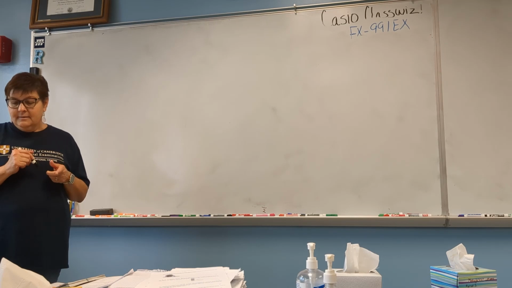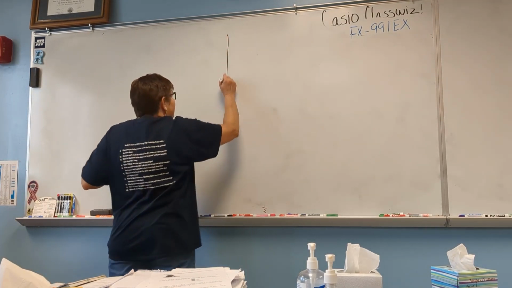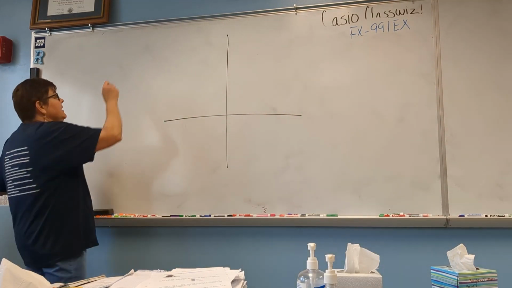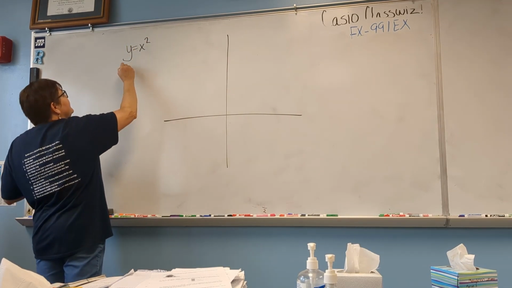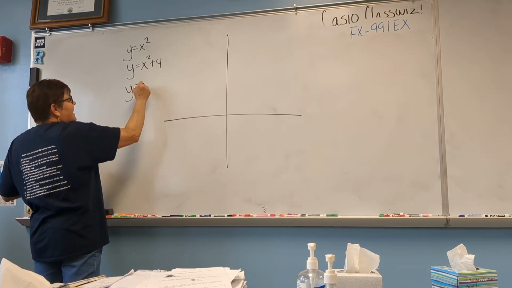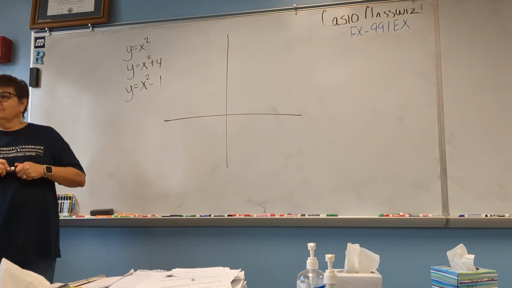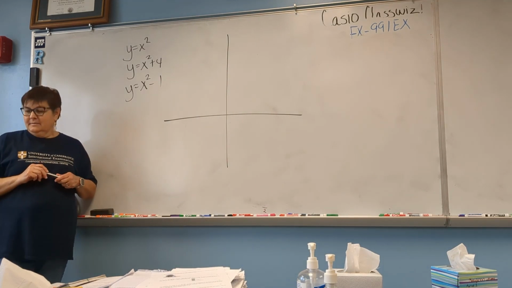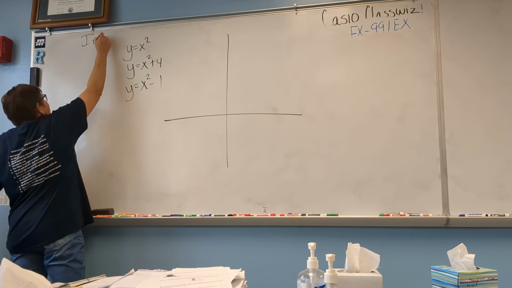It's good stuff. So we are going to start with what I feel would be a really easy part of this problem. I want us to draw y equals x squared, y equals x squared plus 4, and y equals x squared minus 1, all on the same graph. Integration, I should write what it is. We're doing integration.